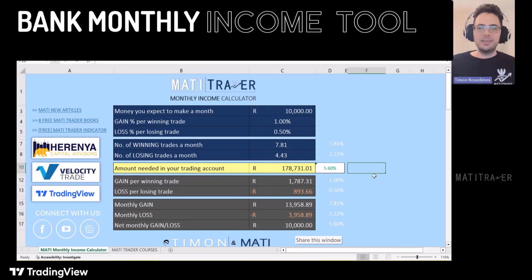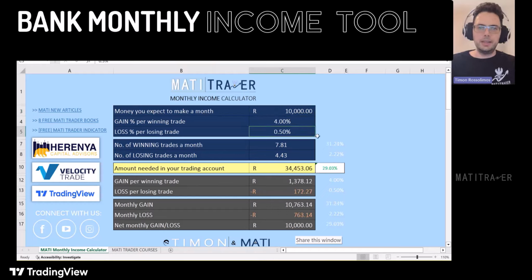So I honestly think that this is the safest thing we can do to build our wealth on a consistent basis. And when we do hit those drawdowns, we know how to manage them. We know when to halt trading. We know how to do everything. So I wouldn't worry about any of that. Enjoy the journey. Enjoy the process. You guys are going to do very well. So that is how to bank 10,000 Rand a month. And you're going to be needing 178,731 Rand. Let's pump that up.